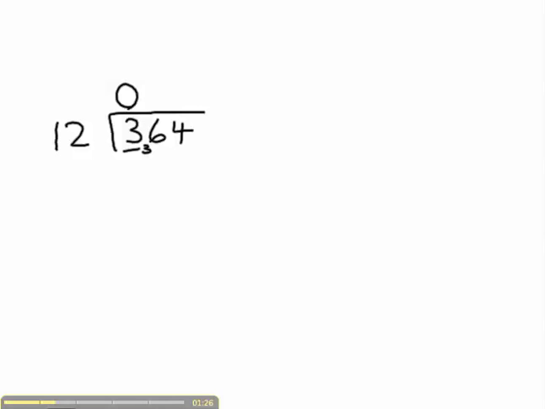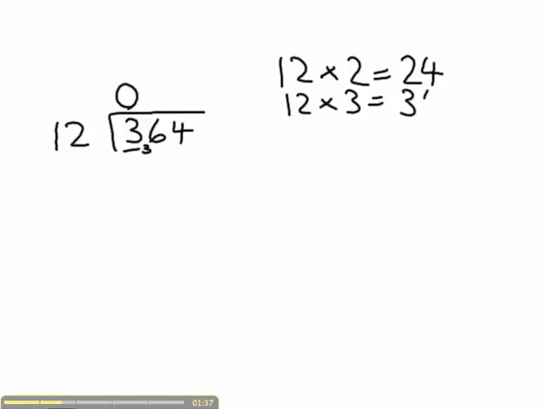We've got to experiment now with multiplication, okay? 12 times 2 equals 24. 12 times 3 equals 36. So bingo, we have our answer, 12 times 3. There are 3 12s in 36. So we can write that in the top here. And now we can do our long division. 3 times 12 is 36.